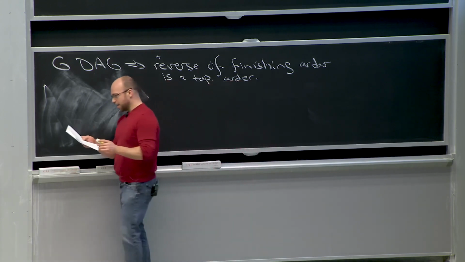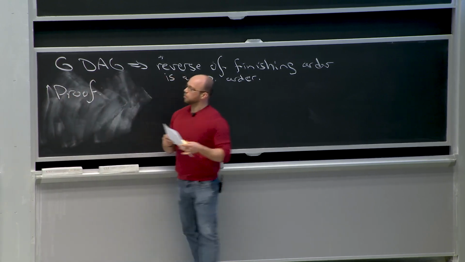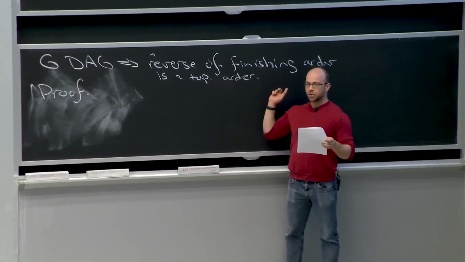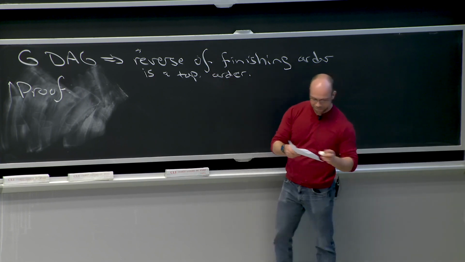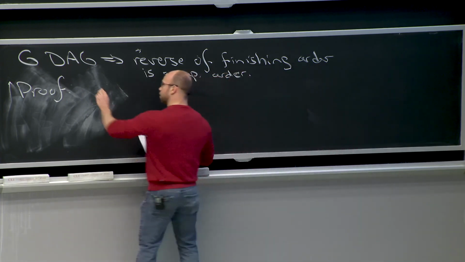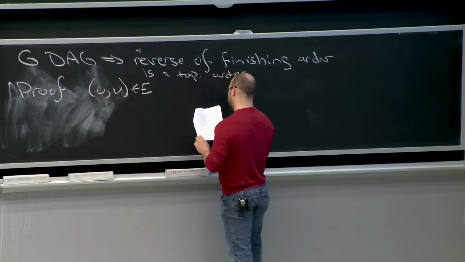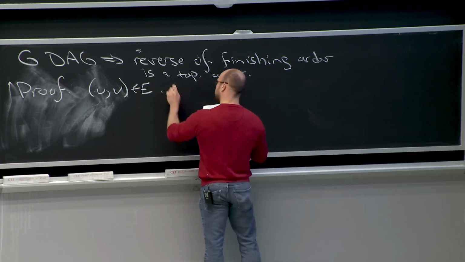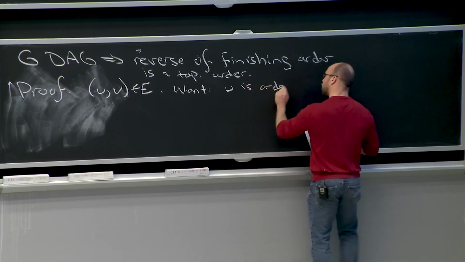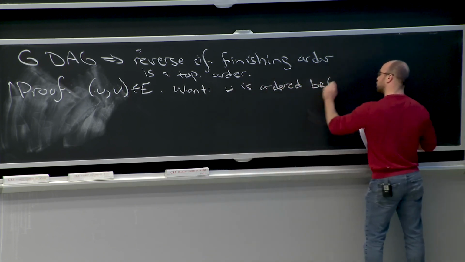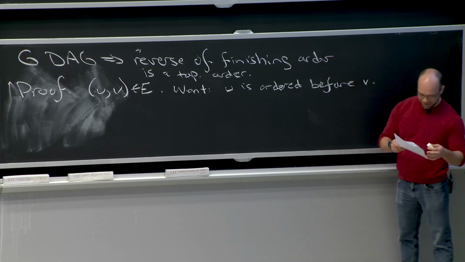Okay, so let's see here. We need to prove this thing. So what are we going to do? Well, what we need to check for a topological order is that if I look at any edge in my graph, it obeys the relationship that I have on the screen here. In particular, we're going to take the edge UV inside of my set of edges, and then what I need is that U is ordered before V, using the reverse of the finishing order that we've defined here.